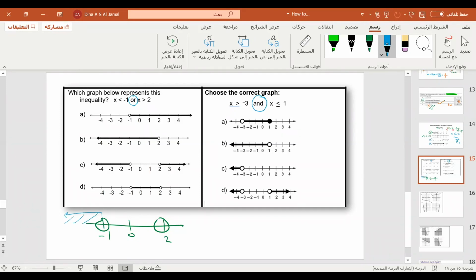Ask yourself, I want the numbers bigger than 2. So it will be to the right. That means it is your choice of C, not D. D will be showing for you the intersection of the solution.